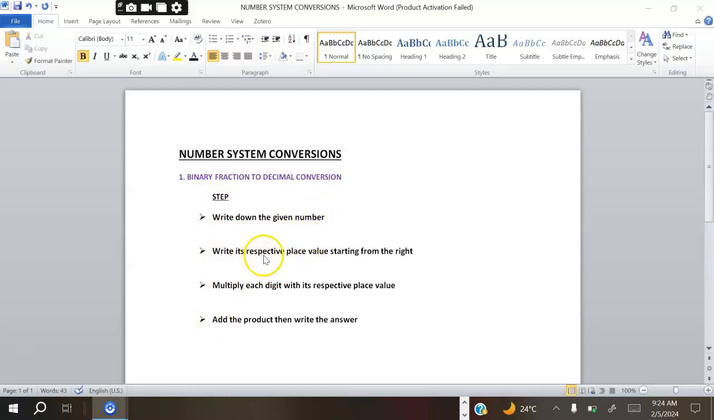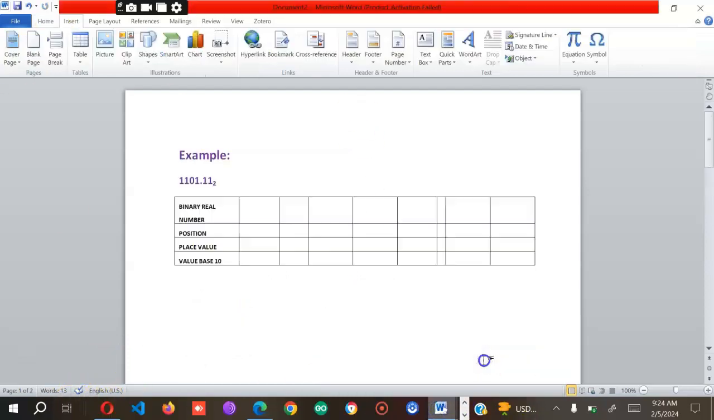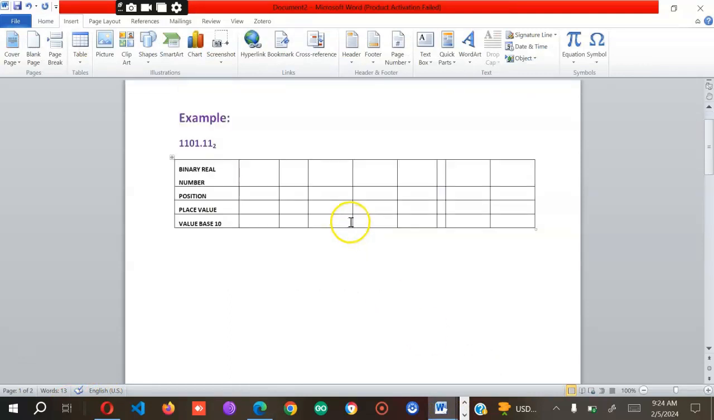Two, you write its respective place value starting from the right. You multiply each digit with its respective place. And lastly, you add the fraction. Okay, let's dive direct to the examples that we have.